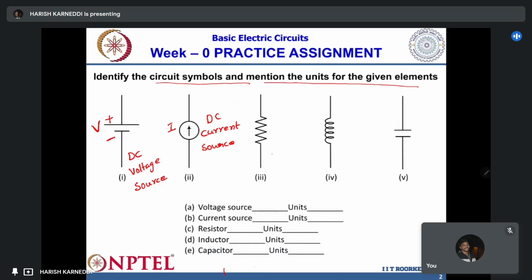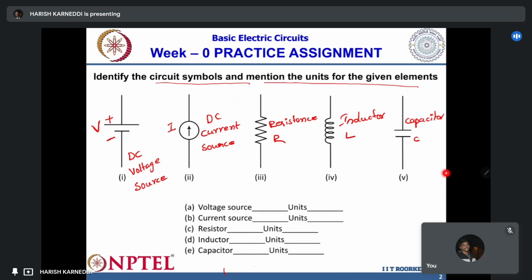What is the symbol of this third one? This third one represents the resistance. It is R. And what about this fourth one? It represents the symbol of an inductor, which is represented with L. And what about this fifth one? It is the symbol of a capacitor, usually denoted with C.